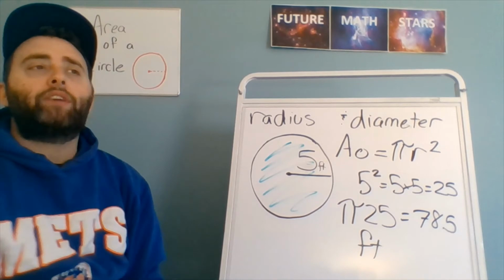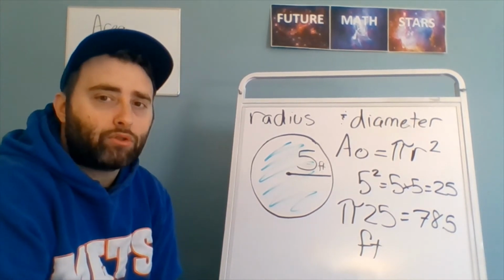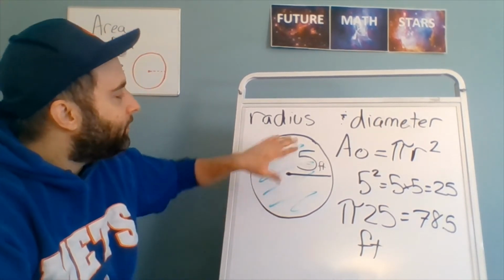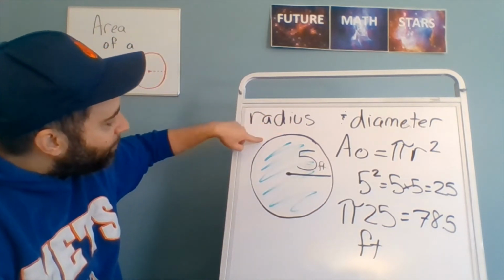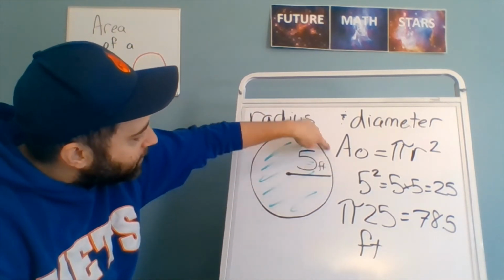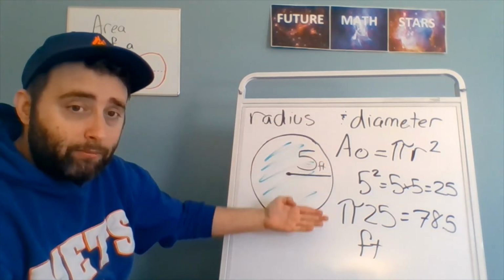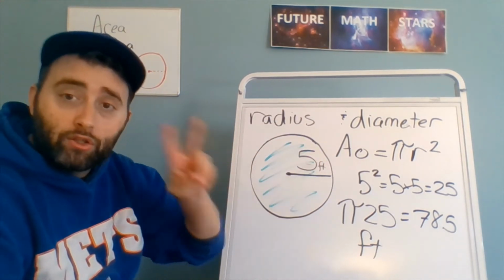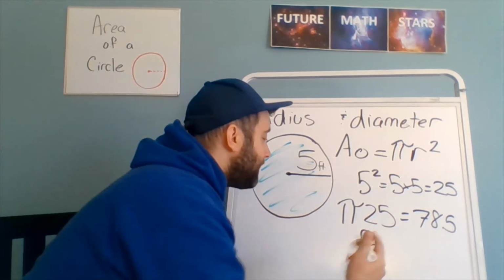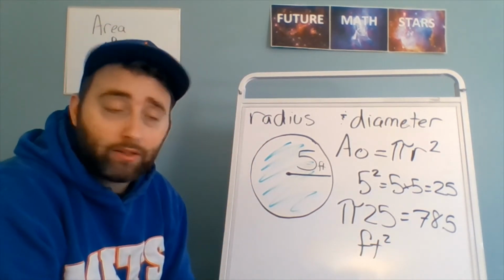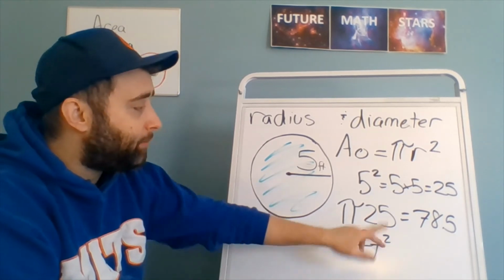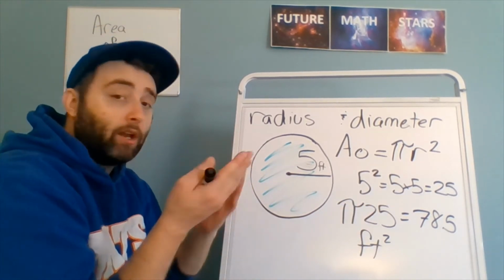Now, I know you're thinking, yesterday, Mr. Nugent, you had a two-dimensional shape. Why wasn't it squared? I wasn't talking about a two-dimensional shape yesterday. I was talking about the one-dimensional path that you would walk around it. Now I'm talking about the two-dimensional shape here. So it should be 78.5 feet squared. That's how many squares fit inside the circle. 78.5 squares.